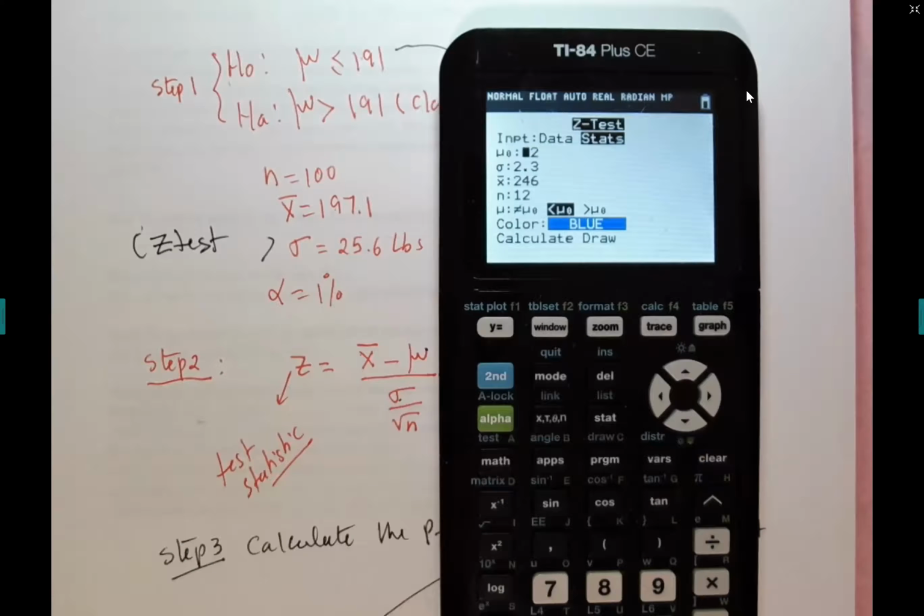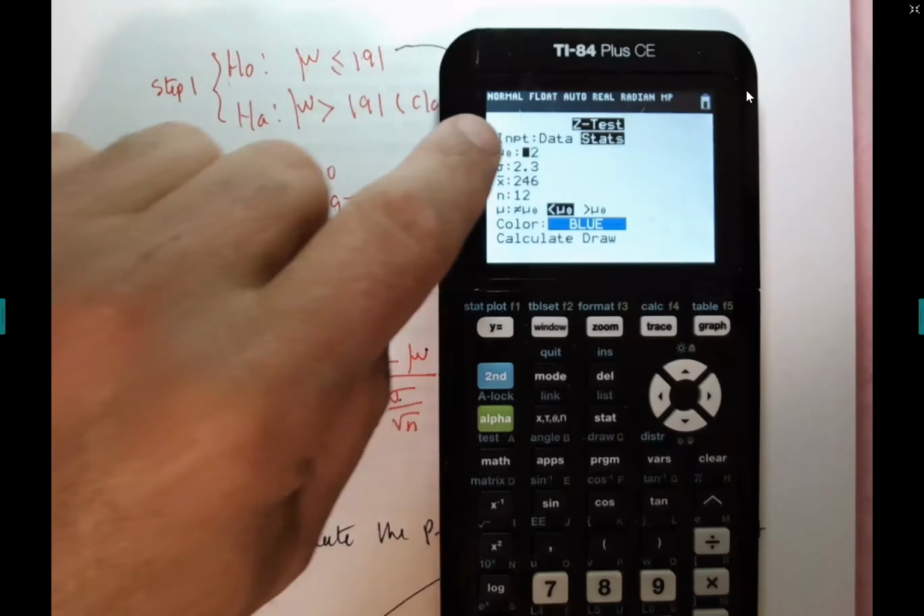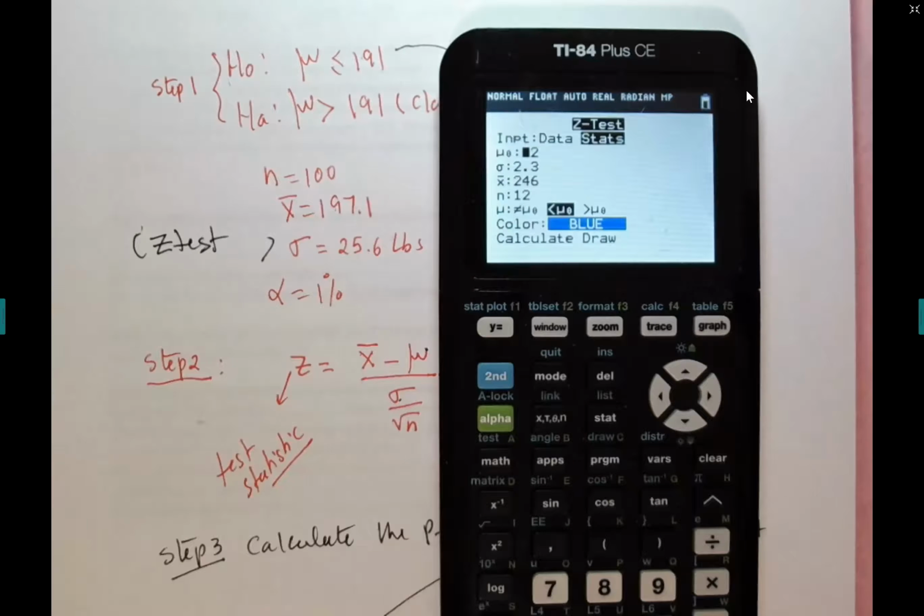Please answer those questions for me. Let me tell you what each one means. First of all, the input. Do you have a summary or data? Well, he gives me a summary. He didn't give me the actual data, so it's always stats. Mu0, he's telling you what was the value that you put in the null hypothesis to begin with. Can you guys tell me what this value is? Let me see. 191. Yep, 191. That is correct.